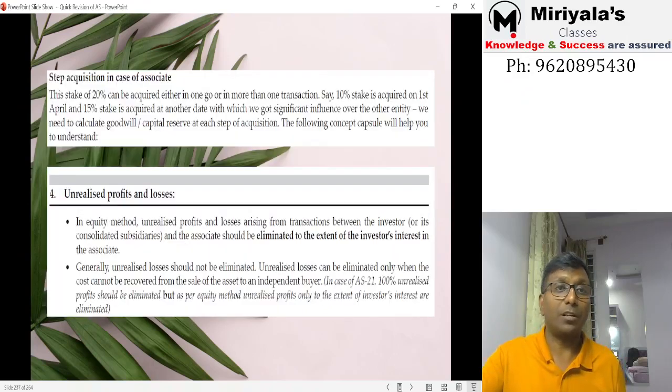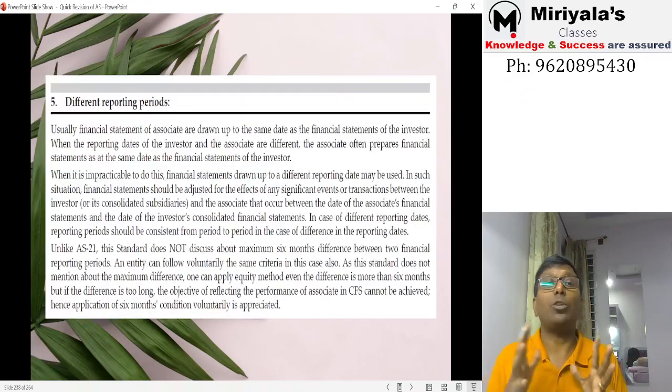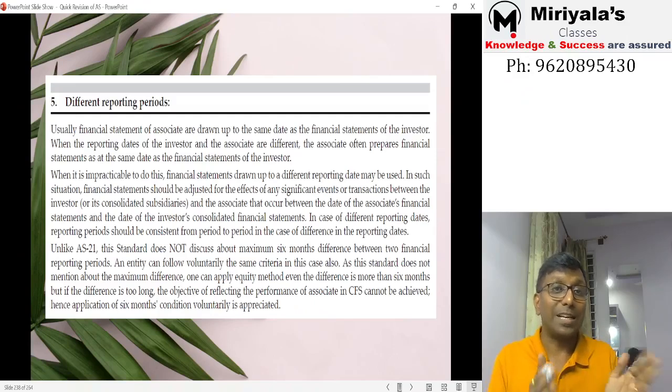Actually, in different reporting periods, the standard does not say much. As I said, in accounting standard 21, a 6 months gap should be there. But as per this standard 23, there is no information about 6 months or 3 months. Still, even though it is not mentioned, you are supposed to consider a maximum of 6 months, which will make for a more appropriate decision.